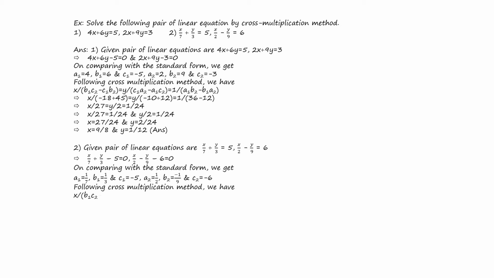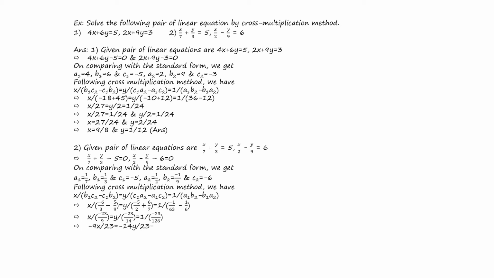So following the cross multiplication method, we have x by b1c2 minus c1b2 equals y by c1a2 minus a1c2 equals 1 by a1b2 minus b1a2. This implies x by (-6/3 - 5/9) equals y by (-5/2 + 6/7) equals 1 by (-1/63 - 1/6), which equals x by (-23/9) equals y by (-23/14) equals 1 by (-23/126).